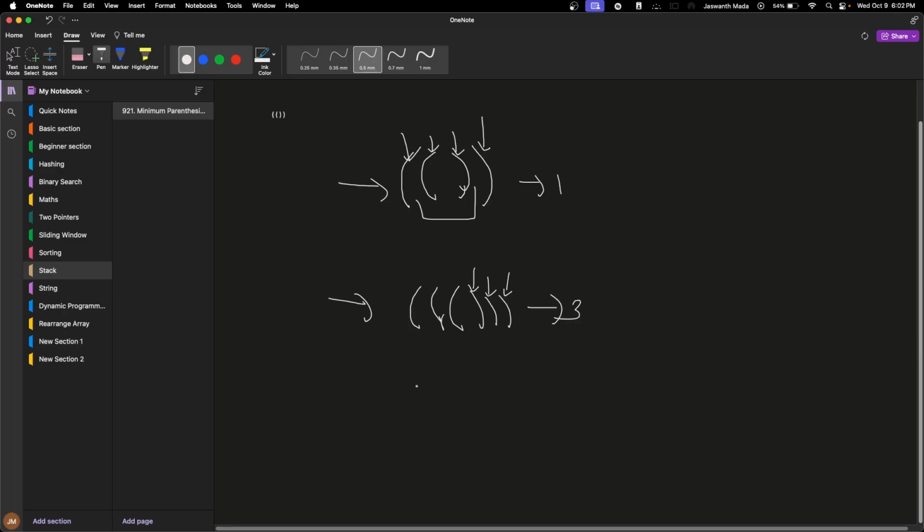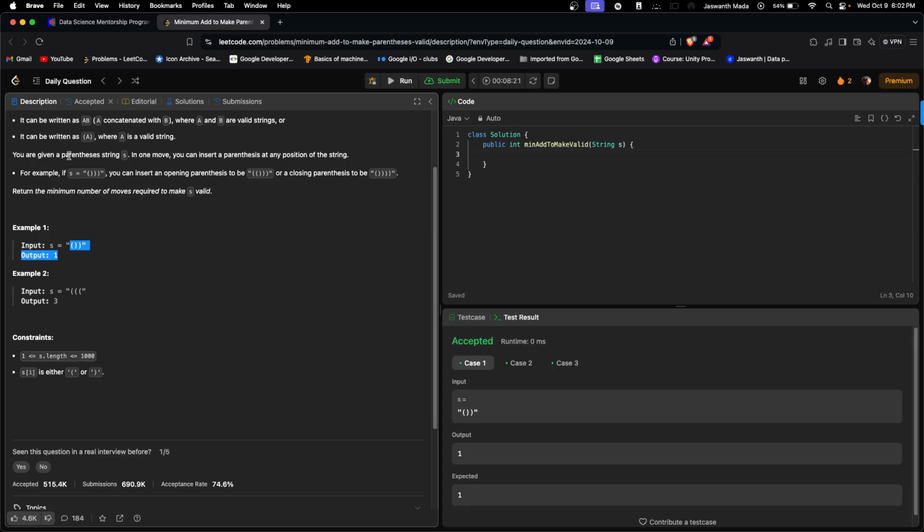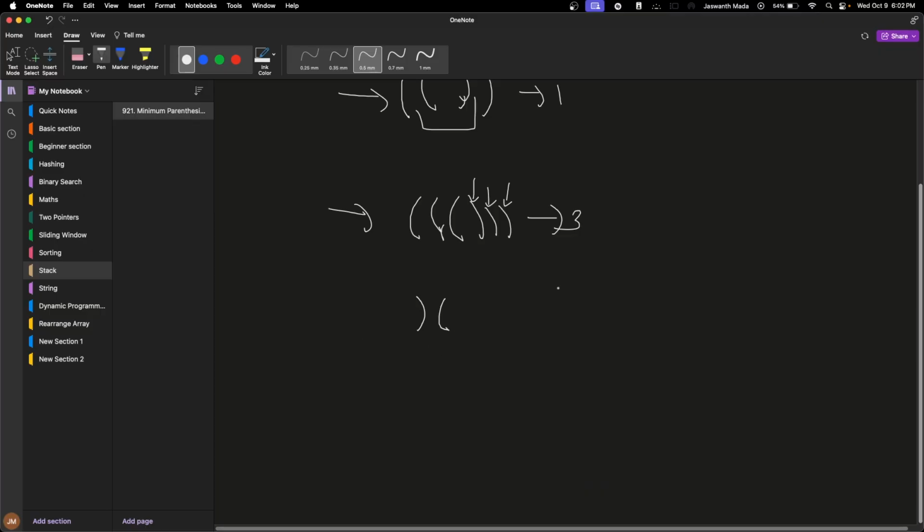So let's say we have something like this: left. So if we have something like this, what can we do? Can we rotate this? We cannot. All we can do is you can only insert the parenthesis at any position of the string. So you can insert either here or here or here. You can insert at any position, right? So in order to make this thing valid, what I can do is add a parenthesis here. I can also add a parenthesis here in order to make them valid, right? So we added 2. So the answer is 2.